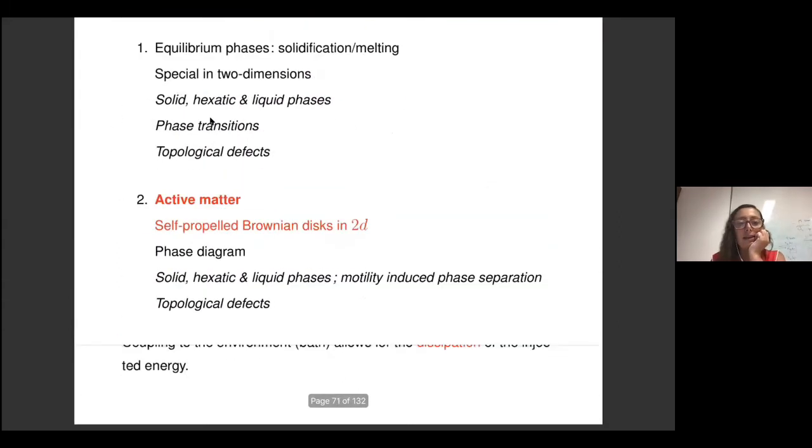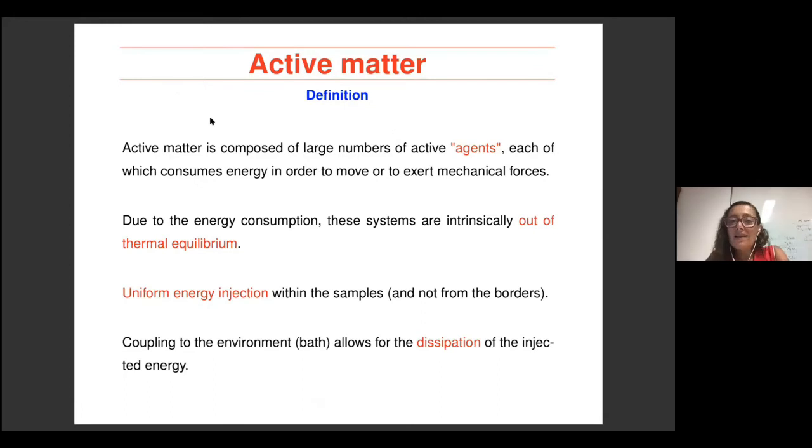Oh, too many. Okay, active matter. So active matter is a large system composed of a large number of what we call active agents. Agents could be particles, could be polymers, could be birds, could be fish, each of which consumes energy from the environment, and uses it to exert mechanical forces and then, for example, move, displace, push other things, and so on and so forth. Due to the energy consumption, these systems are intrinsically out of equilibrium.